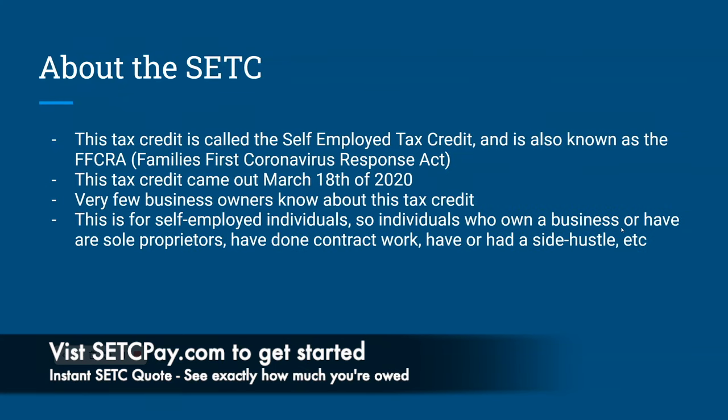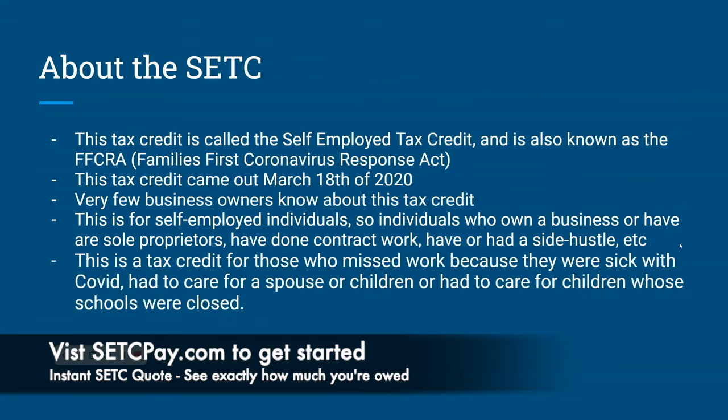I'll show you what the requirements are. This is for self-employed individuals, so individuals who own a business or are sole proprietors who have done some contract work, so they've been paid as a 1099. Maybe they had a side hustle, but have received payment through a 1099. They can be any kind of business owner, but it's for that individual to receive this tax credit. And this tax credit is for those who missed work because they were sick with COVID or had to care for a spouse or children that had COVID, or had to help care for children that missed school because the schools had closed down.